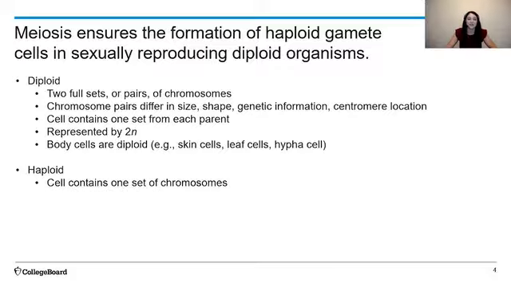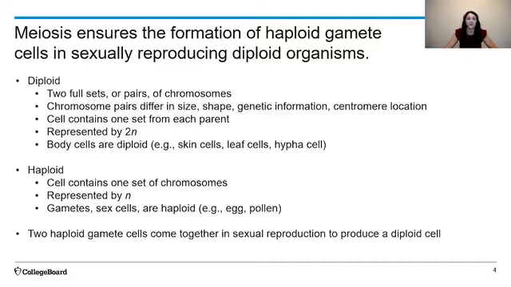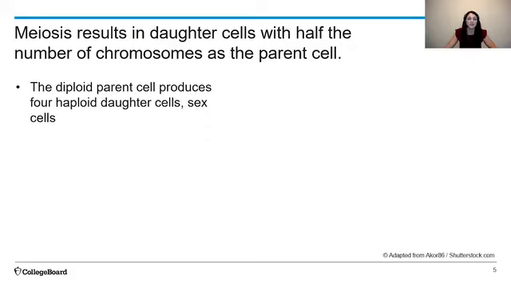Alternatively, haploid cells contain one set of chromosomes, and they're represented by the letter N. Examples of those are gametes or sex cells, like eggs or pollen. The goal of meiosis is to make these haploid cells. Two haploid gamete cells can come together in sexual reproduction to produce a diploid cell. Meiosis results in daughter cells with half the number of chromosomes as the parent cell, so the diploid parent is producing 4 haploid daughter cells or sex cells.